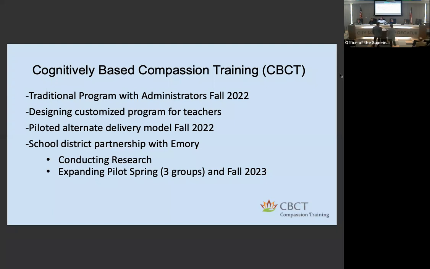So what we're trying to do is customize this for teachers and help Emory to determine how this could fit into a regular school day. In the fall, we did do a traditional program with administrators, some of whom are in here and participated. We also did a small pilot at Decatur High School. This spring, we are doing 3 classes. We host them on Wednesdays. I'm one of the teachers because I'm getting certified in CBCT. We hope to expand it again in the fall.